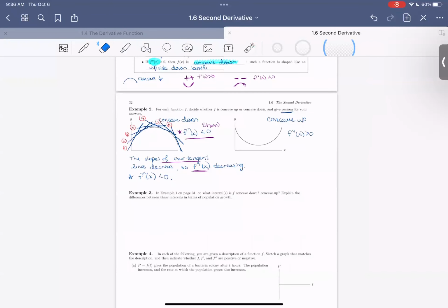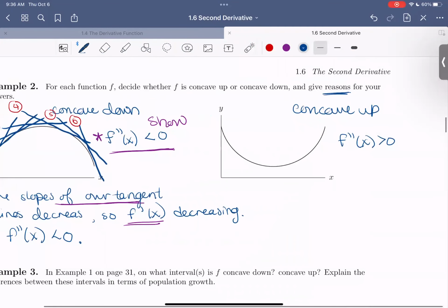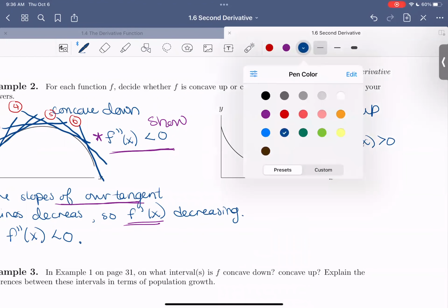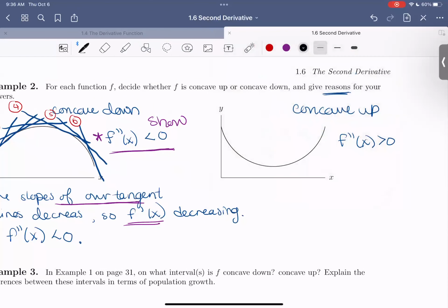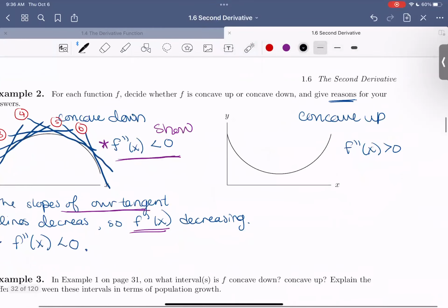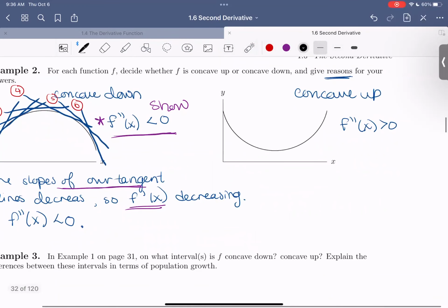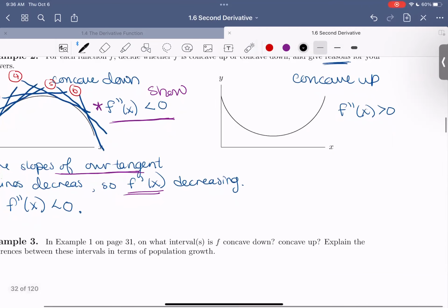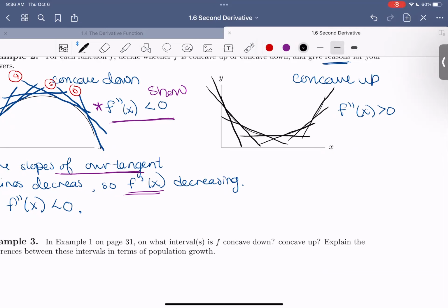Now let's look at the second graph. We want to show that the second derivative in this example is positive, in order to show that it's concave up. To do that, again, I'm going to draw tangent lines on our curve from left to right. And I want us to observe what happens with the slopes of our tangent lines. Here's our first one, second, third, fourth, fifth, sixth.